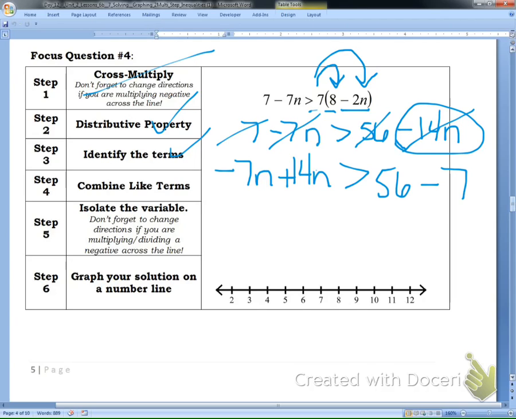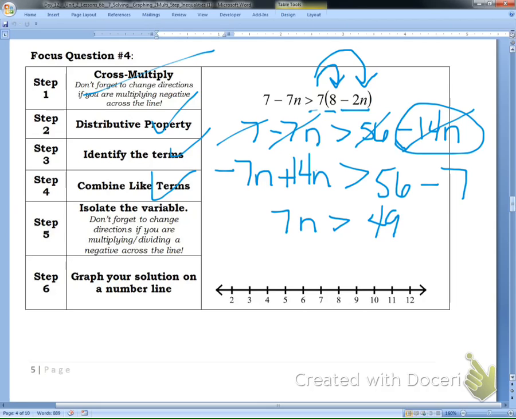-7n and +14n, those are opposite signs, so I have to subtract. 14 minus 7 is 7n. And because the bigger sign is positive, it stays positive. Inequality stays the same. 56 minus 7, what is that, 49? Yeah. Alright, I've combined my like terms.